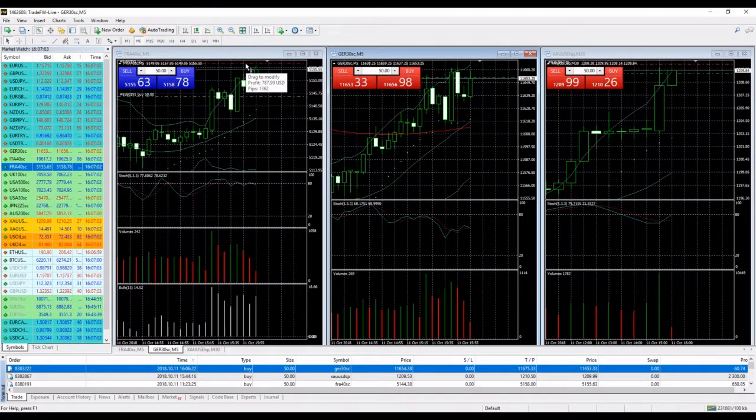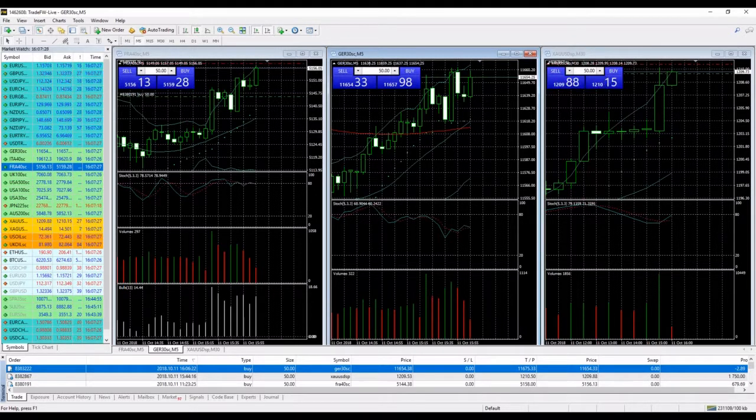On gold, we are making $2,000. A very nice one, guys. Very close to hit another take profit. Nice one. This is how we like to have a trading day.